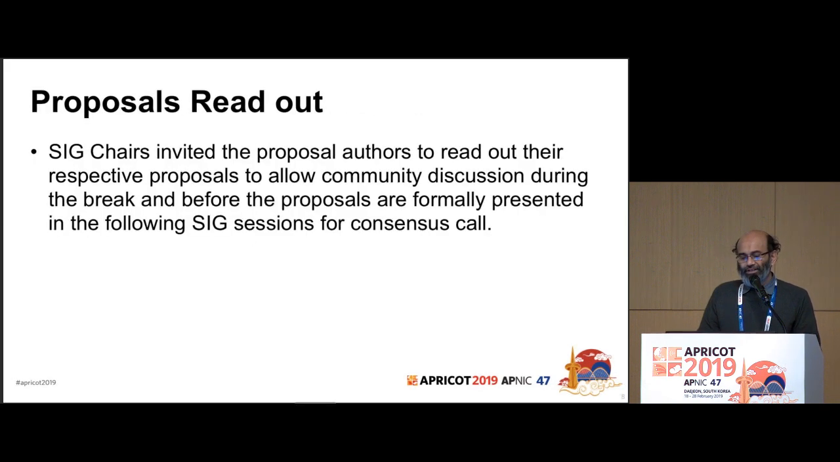This year we just changed the format a bit. There's a proposal readout. The policy proposers stated why they proposed it and what solution they proposed prior to the main session, to help the audience get a clear view about the proposals. I hope it helped out. We are trying to improve the policy development process and make it easier for participants, and we encourage more people to participate in the policy development process.